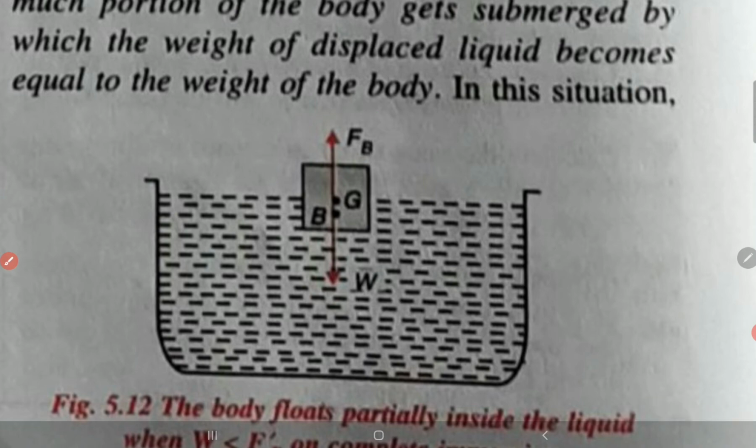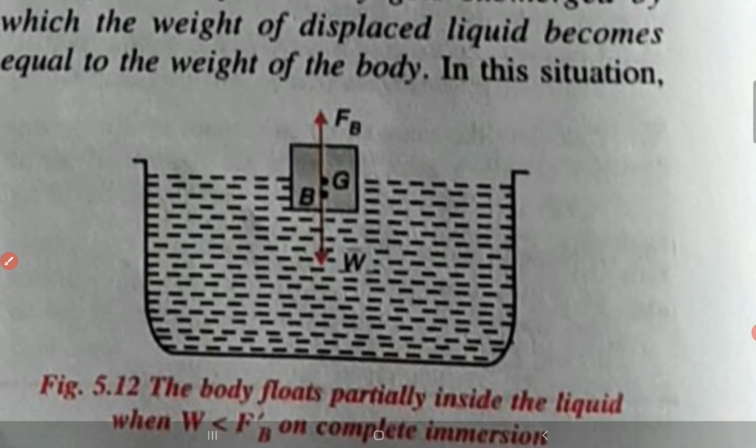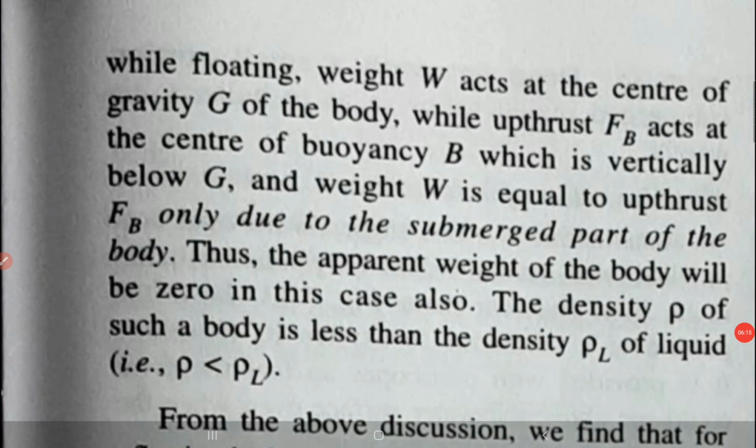Remember this, right? So in this situation, while floating, the weight acts at the center of gravity G of the body, while the upthrust FB acts at the center of buoyancy B, which is vertically below G, and the weight is equal to the upthrust, that is FB only, due to the submerged part of the body. Thus the apparent weight of the body will be 0 because it is floating. So the density rho of such a body is less than the density rho L of the liquid. We have proved this part also before.